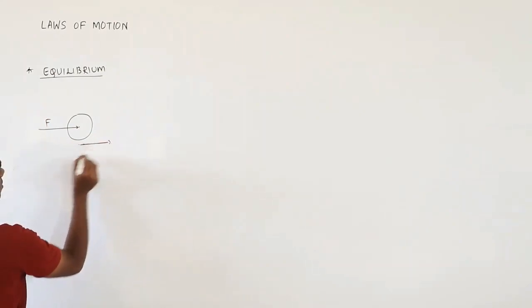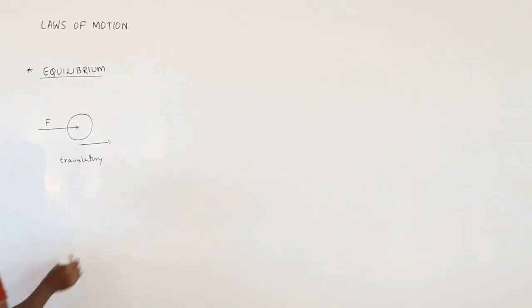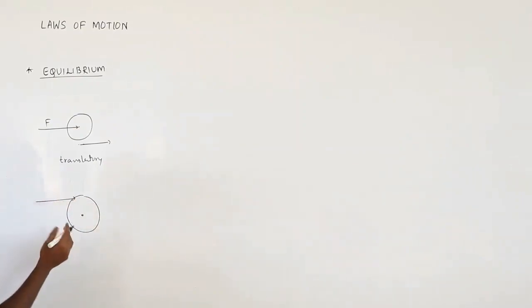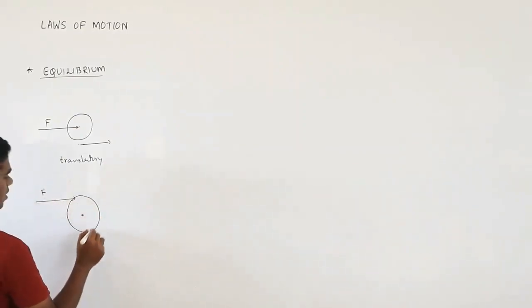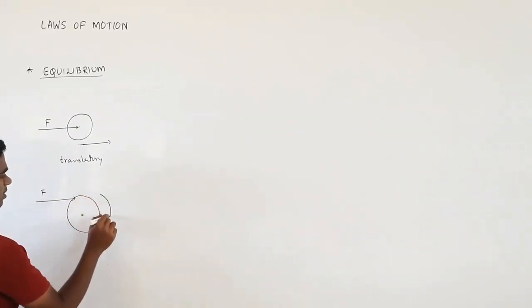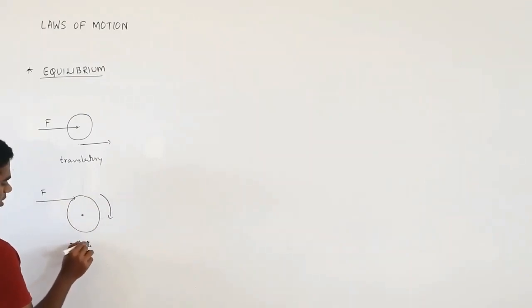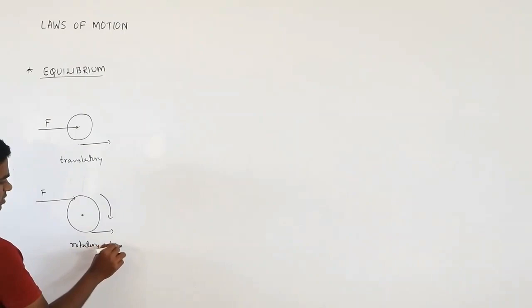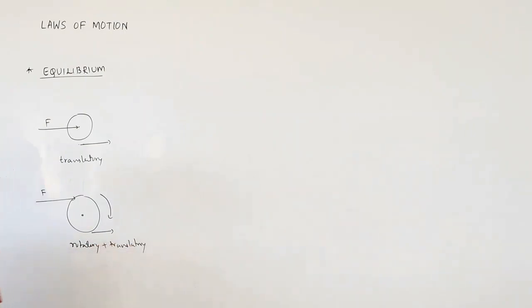It will move. This is translatory motion. Instead of that, if I apply force over here, the body may not move, but then also the body will move. Instead of moving in a translatory way, it will take rotatory motion. It is rotating, and along with rotation, it is moving also. That becomes rotation and translation, both. So anywhere you can apply the force, that force will show some effect.